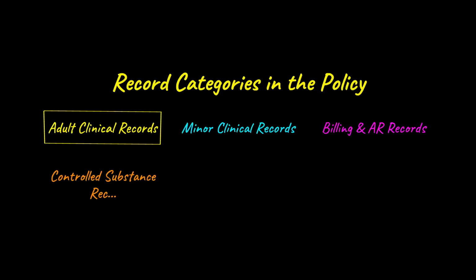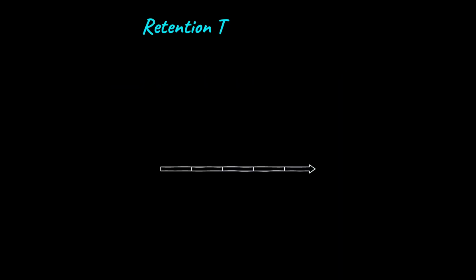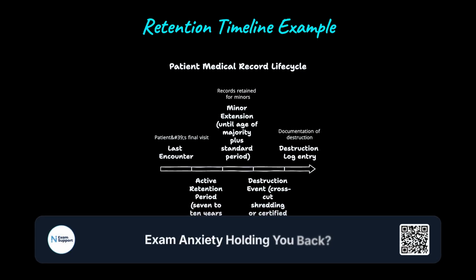A retention policy lists categories such as adult clinical records, minor clinical records, billing and accounts receivable records, and controlled substance records, each with its own retention period, destruction method, and destruction log. Picture a timeline starting at the last encounter. Adult records run 7 to 10 years. Minor records extend until the age of majority plus that standard period. And at the end, destruction happens by a method that prevents reconstruction.